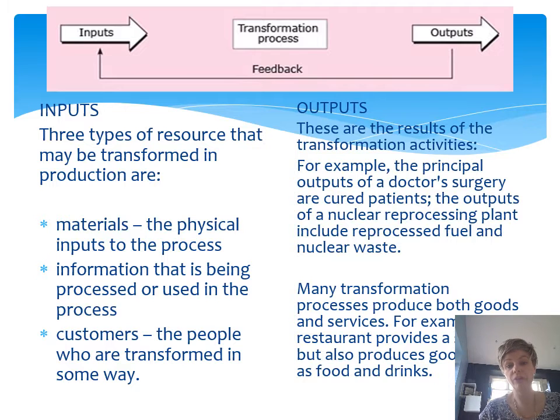to the outputs, the results of the transformation activities. The principal output of a doctor's surgery is cured patients. The outputs of a nuclear reprocessing plant include reprocessed fuel and nuclear waste. So many transformation processes include both goods and services. For example, a restaurant provides a service to a customer, but they also produce goods such as food and drinks.